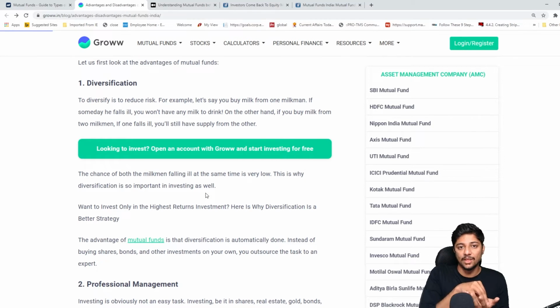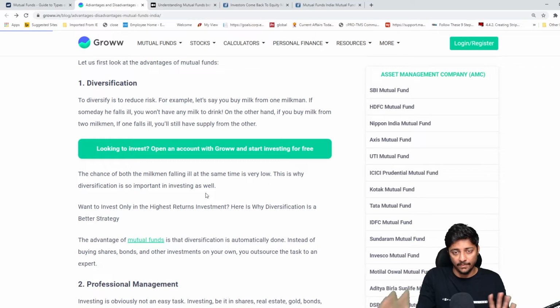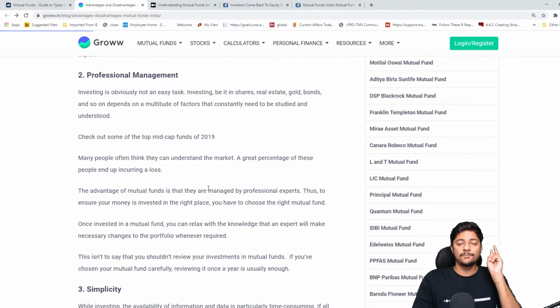Sab ek hi cheez mein mat dalo, thoda idhar, thoda udhar, you know, little here, little there. So if something falls down, no issues. Okay, one will fall, one will take it up. That's the logic. Okay. Second advantage, okay, is professional management.